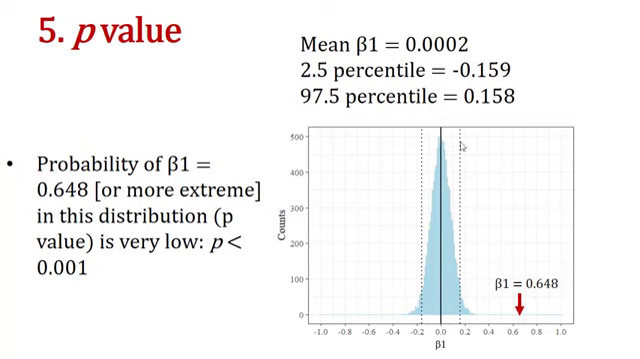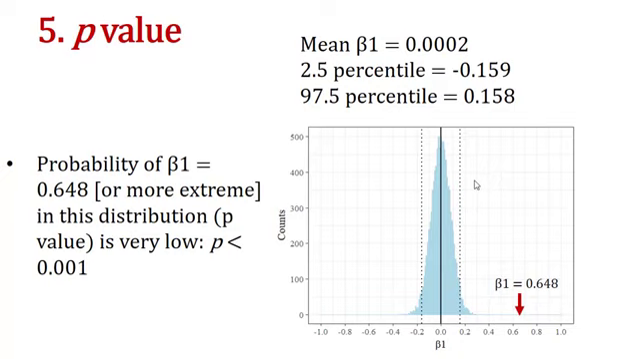So I show you here, I did that using the software R, and this is the distribution. For the beta 1's, the mean of that distribution is the black vertical line, and it is very, very close to zero. It's actually 0.0002, so that is very negligible, and so it is equivalent to having a beta of 0. And the 2.5 percentile is minus 0.159. The 97.5 percentile is 0.158, represented in the graph by the dotted lines.